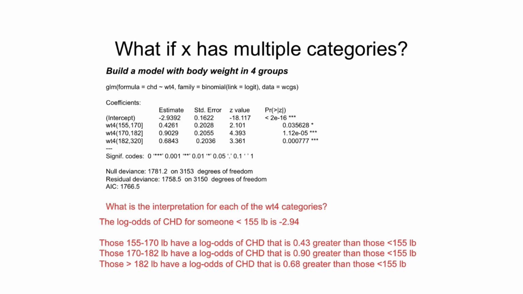So the intercept refers to the log odds of CHD for someone less than 155 pounds, the reference group. The interpretation of the intercept is therefore that the log odds of CHD for someone less than 155 pounds is negative 2.94. Each of our interpretations for the other 3 categories are in relation to the reference group of less than 155 pounds. So for example, those with a weight between 170 to 182 pounds have a log odds of CHD that is 0.90 greater than those less than 155 pounds.